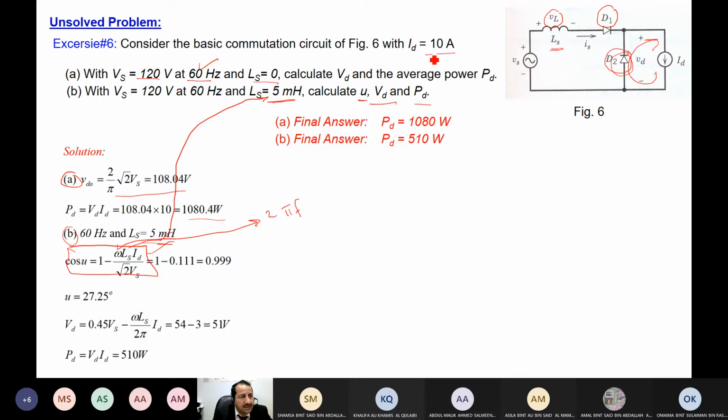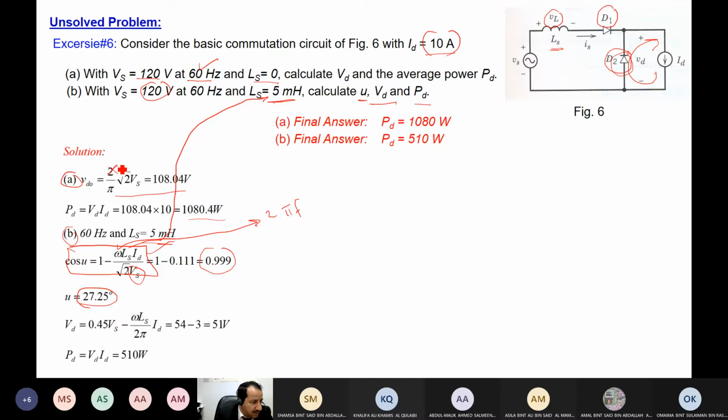Where is it? Just a minute, in the question. 10 ampere. Vs, he gave me Vs 120. Then I substituted. I found the commutation cosine U is 0.99. Cosine inverse will give me the angle in degrees.